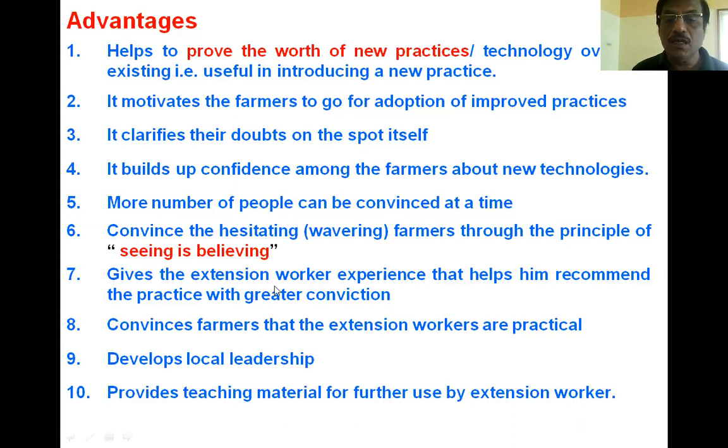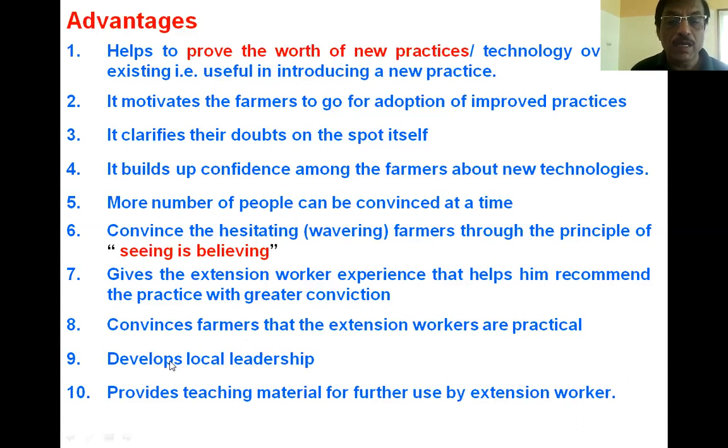It gives the extension worker experience that helps him recommend practices with greater conviction. After conducting a successful demonstration, the extension worker can confidently recommend the technology to other people. It gives greater confidence and convinces the farmers that the extension worker is a practical man.